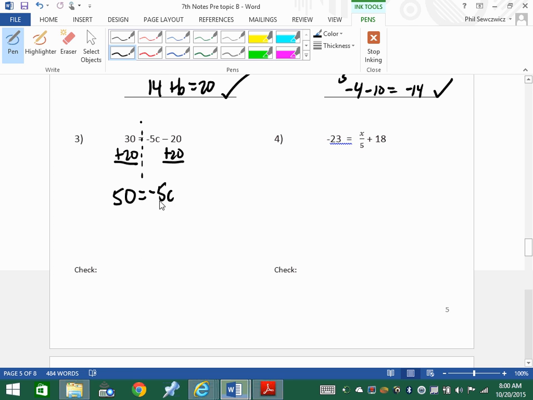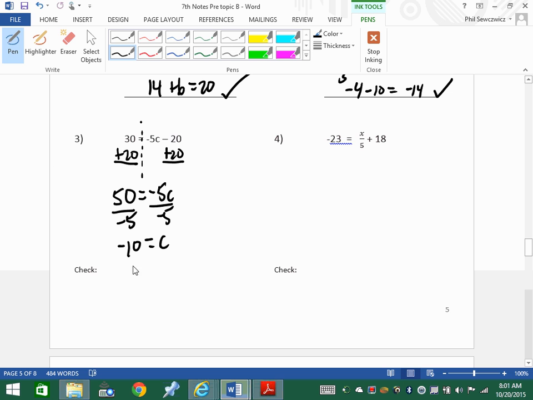To undo multiplying by negative 5, we are going to divide both sides by negative 5. Again, you want to hear the conversation: both sides. What are you doing to both sides? Here we just get a plain old c, because a negative divided by a negative is a positive, and 50 divided by negative 5 is negative 10, so we get negative 10 equals c.